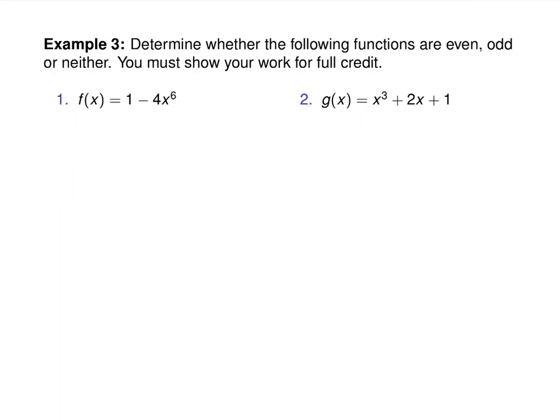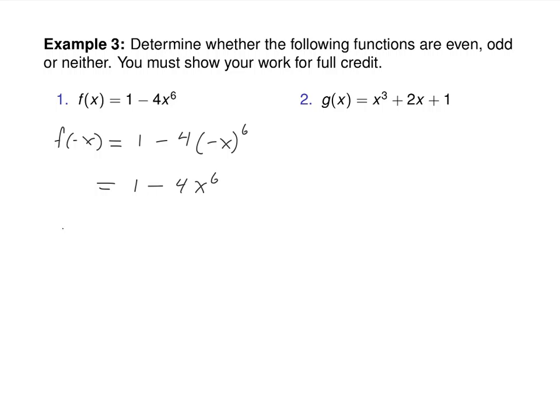So tell me whether these following functions are even, odd, or neither. You must show your work for full credit. So how do you check for even and oddness? What do you plug in? Negative x. And you guys have gotten pretty good at this because we did it with sine and cosine again. So by now you're like rock stars. 1 minus 4 times negative x to the 6th. And what happens if you take negative x multiplied by itself 6 times? Is it a result of positive or a negative? Positive. So you got back the original function.